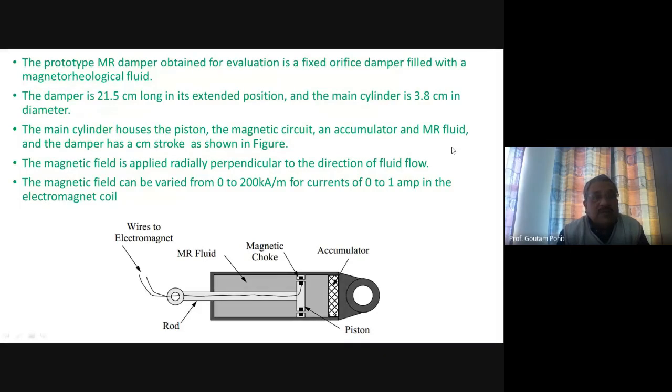And the damper has a, I think 10 centimeter stroke, some stroke as shown in the figure. The magnetic field is applied radially, perpendicular to the direction of the fluid flow. So here the magnetic field is being applied, valve type system. Now the magnetic field can be varied from 0 to 200 kiloampere per meter for currents of 0 to 1 ampere in the electromagnet coil.